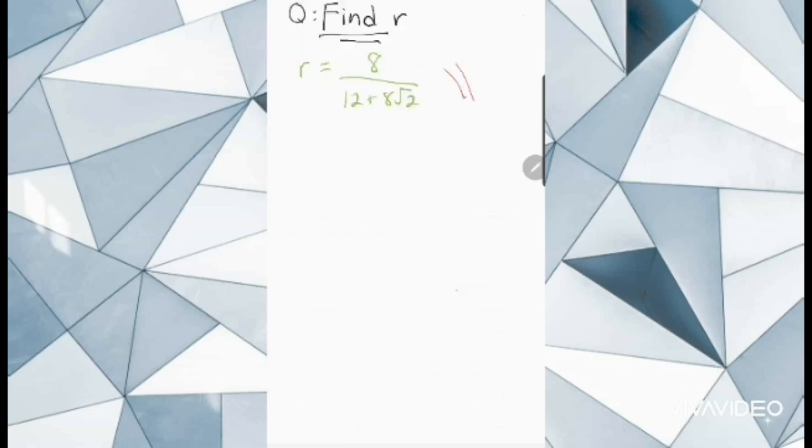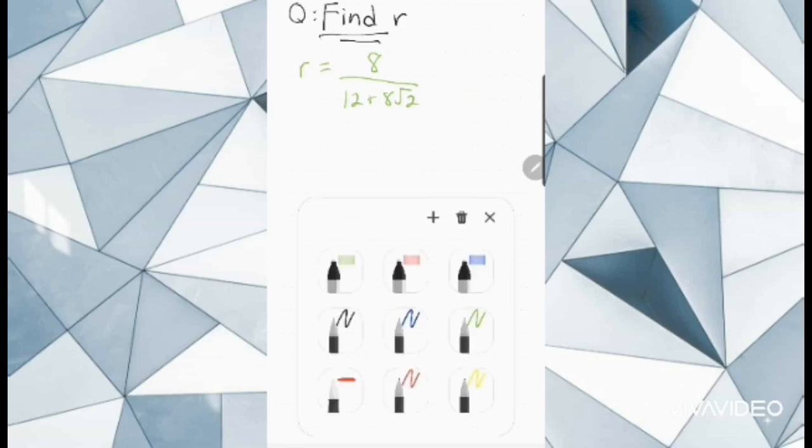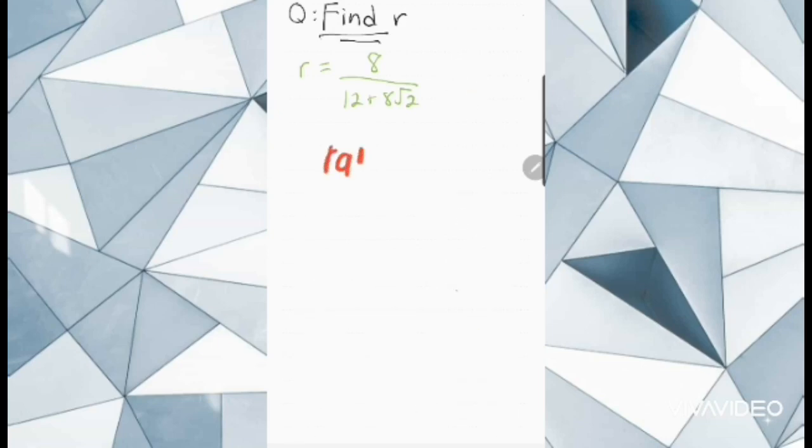Wait, do you think this is the actual final answer? No, this is not the final answer. Remember, you must rationalize it first. And the rationalized expression is the actual answer. So you need to remember this.